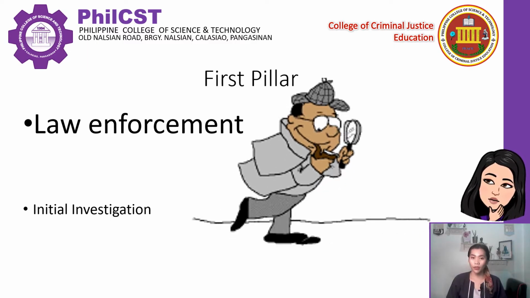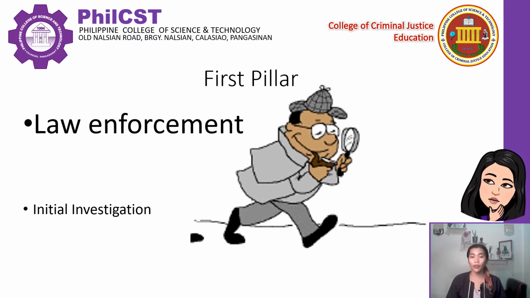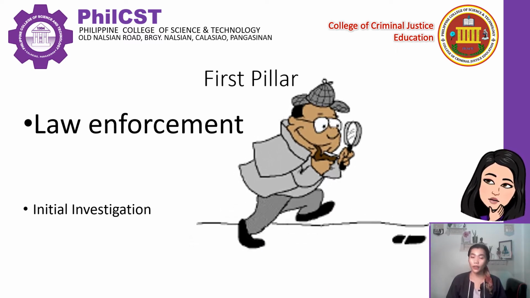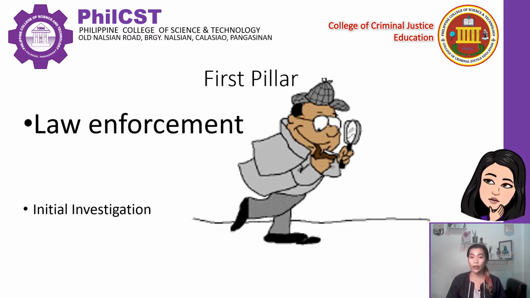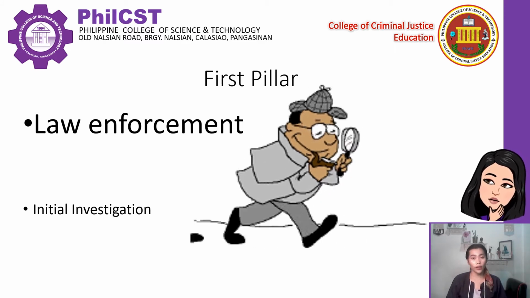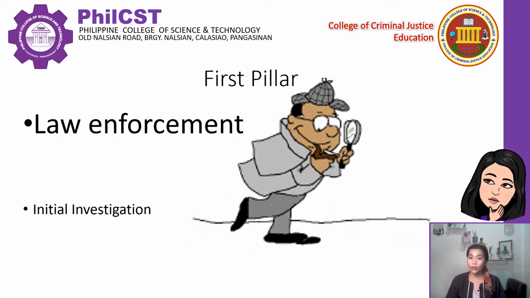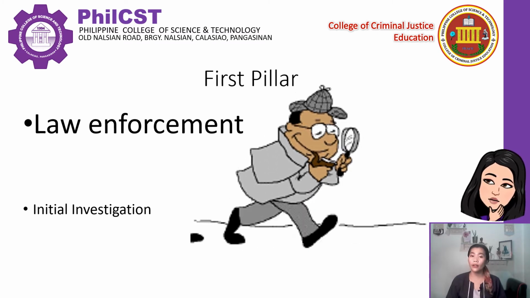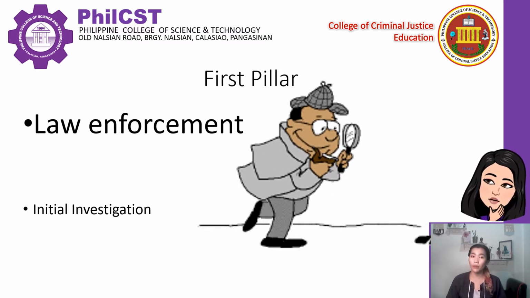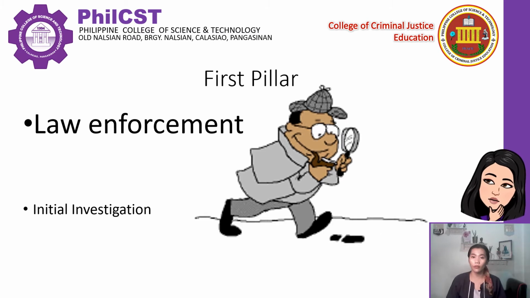The first pillar is the law enforcement pillar. Their work consists in the prevention and control of crimes, enforcement of laws, and effecting the arrest of offenders, including the conduct of lawful searches and seizures to gather necessary evidence so that a complaint may be filed with the prosecutor's office.